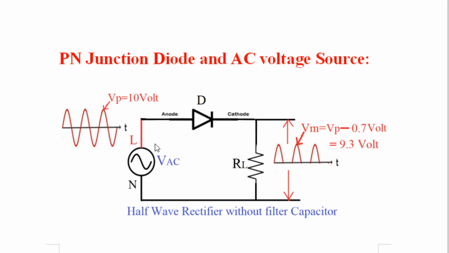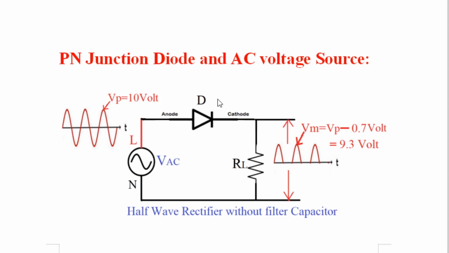Kirchhoff's voltage law says that the total applied input voltage is equal to the voltage across each and every component in that circuit. And in this circuit, there are only two components other than the input voltage source, and the two components are nothing but diode and resistor. Therefore, if you apply Kirchhoff's voltage law, then voltage across diode plus voltage across RL is equal to VP. And therefore, now look at the output.